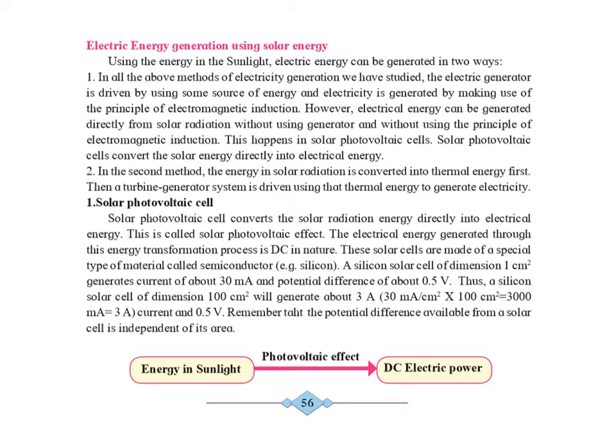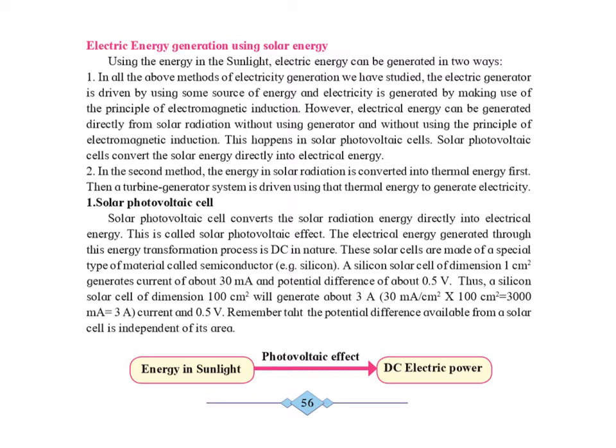However, electric energy can be generated directly from solar energy without using a generator and without using the principle of electromagnetic induction. That means in case of all the previous ones, we saw there has to be a source of energy which moves the turbine, and the turbine moves the generator and gets converted into electrical energy. But in case of solar energy, there is one method of generation of electricity where we do not use the principle of electromagnetic induction.